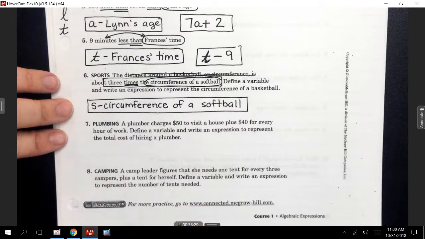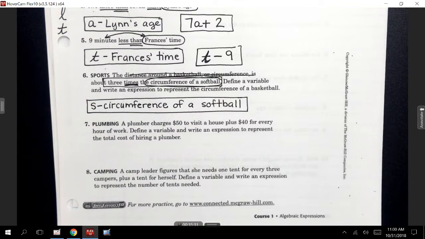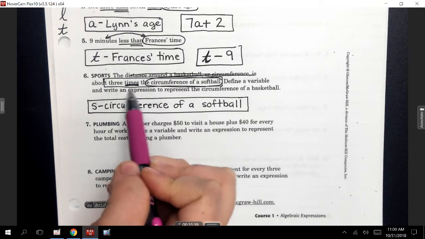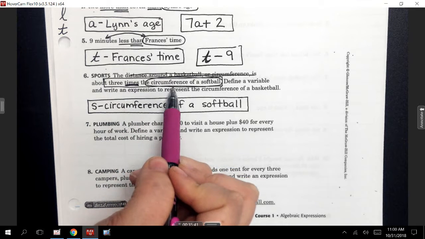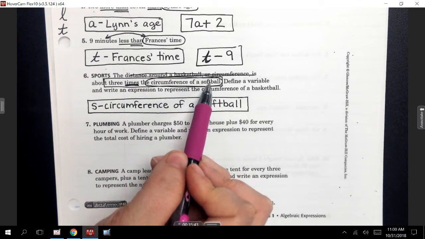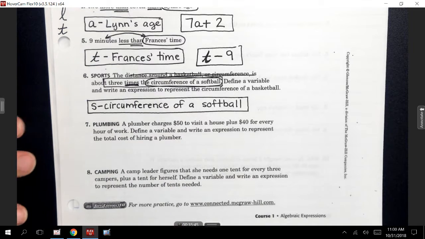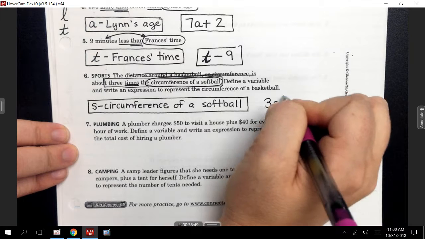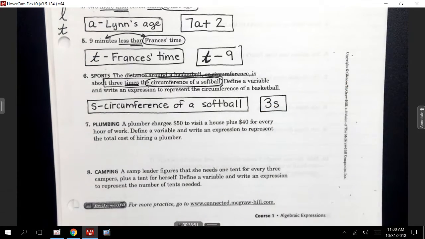All right? I know that's a lot to write. Gabby, writing this down with me? 3 times the circumference of the softball. How am I going to write that? Noah: 3S. 3 times S. That's it. 3S. Awesome job. All right, number 7.